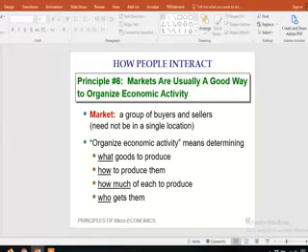Simply, the market tells us what goods to produce. The market tells us which good is more needed by the consumers and how to produce. These are the things related to the market.